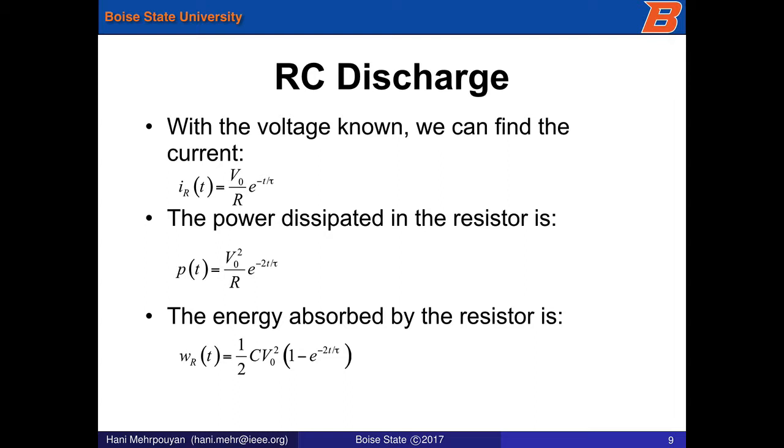So if we know the voltage, we can find the current by using Ohm's law. The power that is dissipated is given by V times I, which is V naught squared divided by R, or I squared times R, because we may not know what V is. So it's V naught squared, e to the power of minus 2t divided by tau, divided by R. And then if you integrate this with respect to time, you will arrive at this expression for the total energy that is dissipated.